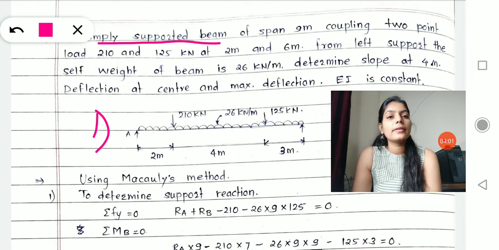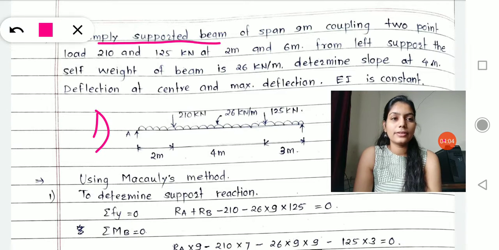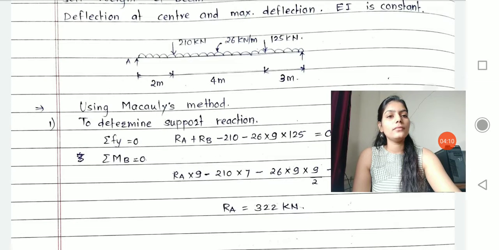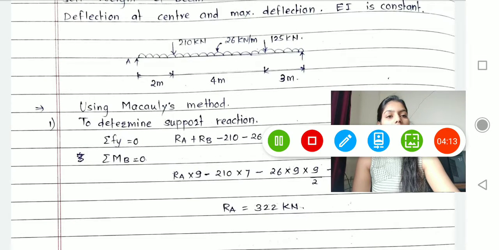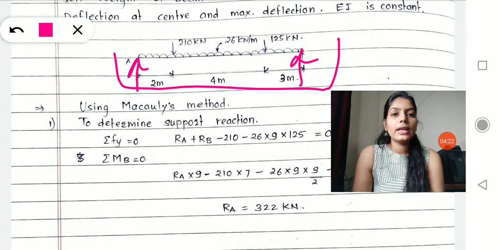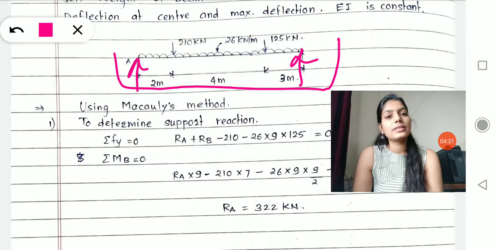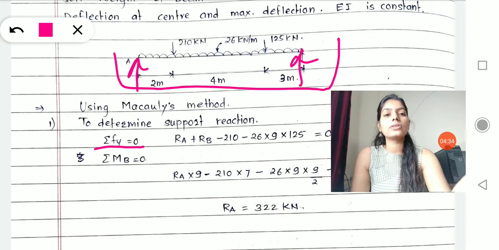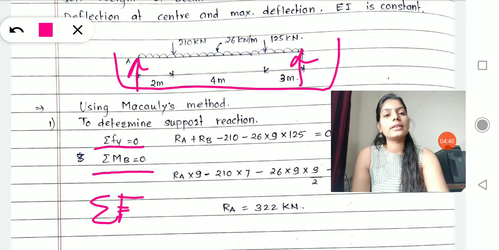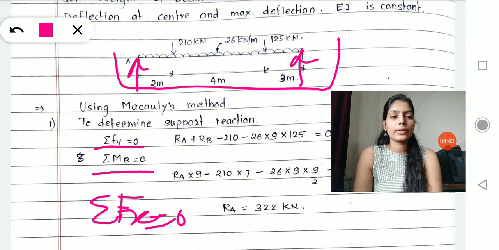That was the flow. So today we will start with the first step, reaction calculation. See here, this is your beam and you have two reactions, RA and RB. Now, how to calculate RA and RB? Take the help of the equilibrium equations. The equilibrium equations available to us are: summation Fy equals 0, summation of moment at a particular point equals 0, and summation of Fx, all the horizontal forces, equals 0.